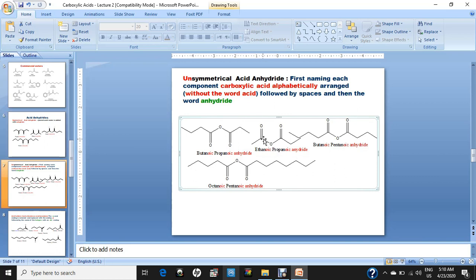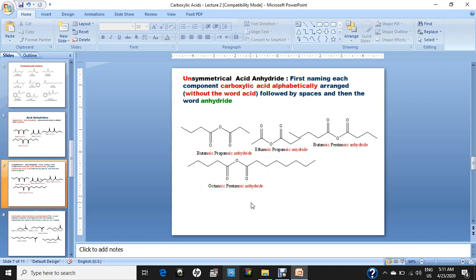If you see here 1 carbon 2 carbon, here 1 2 3, so this 3 will be propanoic, this 2 will be ethanoic. Use alphabetical order, first will come E, then P. So ethanoic propanoic anhydride. If you see here 1 2 3 4 5, 1 2 3 4, butanoic, pentanoic. First B, then P, butanoic pentanoic anhydride. Here 1 2 3 4 5 6 7 8, octanoic. First O, then P, octanoic pentanoic anhydride.